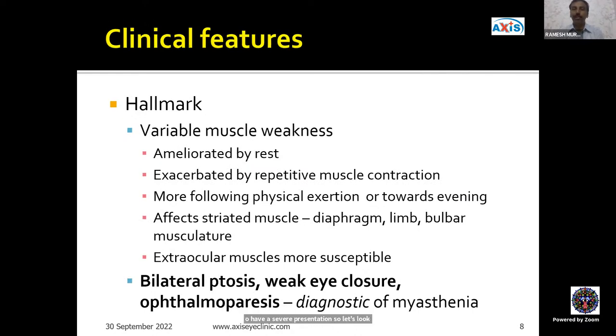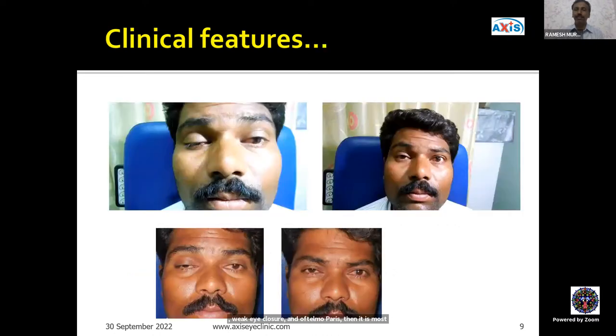The hallmark is variable muscle weakness, which is relieved by rest. It is exacerbated by repetitive muscle contraction. It is worse following physical exertion or towards the evening. It affects predominantly the striated muscles like the diaphragm, the limb, and the bulbar musculature, and the extraocular muscles are more susceptible. So if you have a patient who presents with bilateral ptosis, weak eye closure, and ophthalmoparesis, then it is most likely a case of myasthenia.